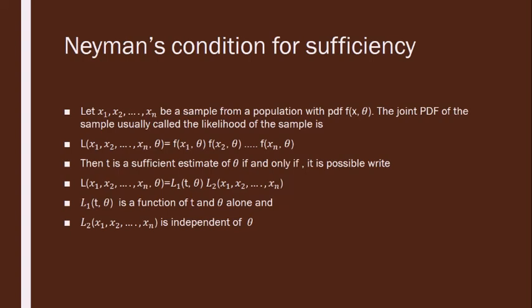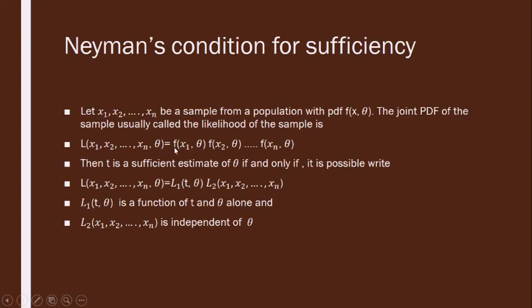Let x1, x2, etc., xn be a sample taken from a population with PDF f of x comma theta. Now the joint PDF of the sample is usually called the likelihood of the sample, and it is denoted by L of x1, x2, etc., xn comma theta.